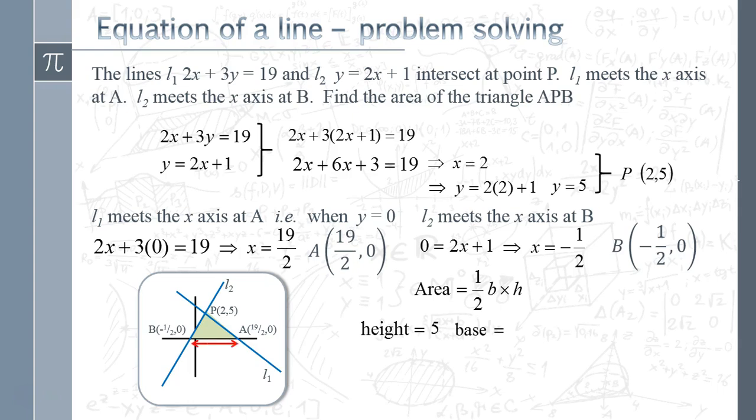For the base, let's have a look at that distance there. So clearly, we've got A, which is at 19 over 2, or 9.5. And then we've got to add on this extra little bit here, which is a half. So essentially what we're doing is adding those two values together, and that gives us the base. And so the area of the triangle, half base times height, there it is, 25 square units. Sorted.